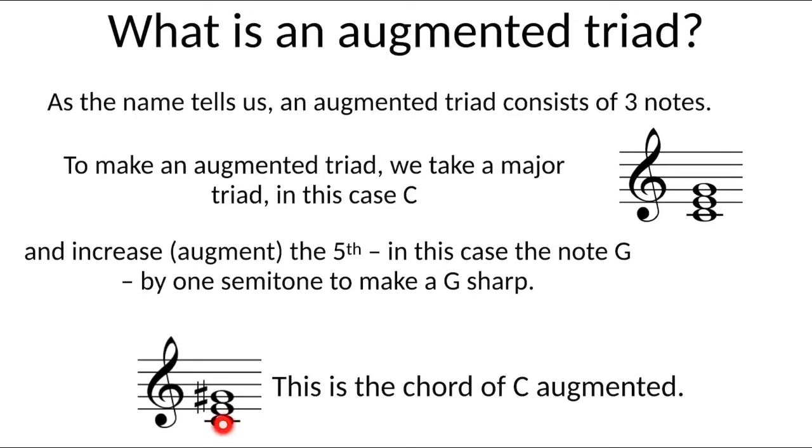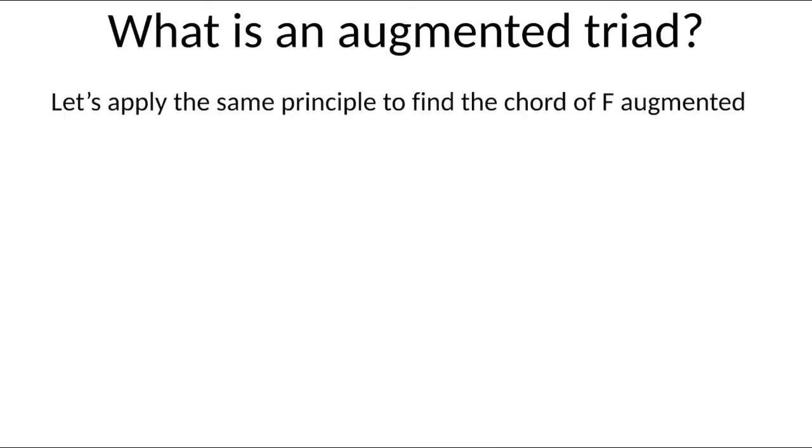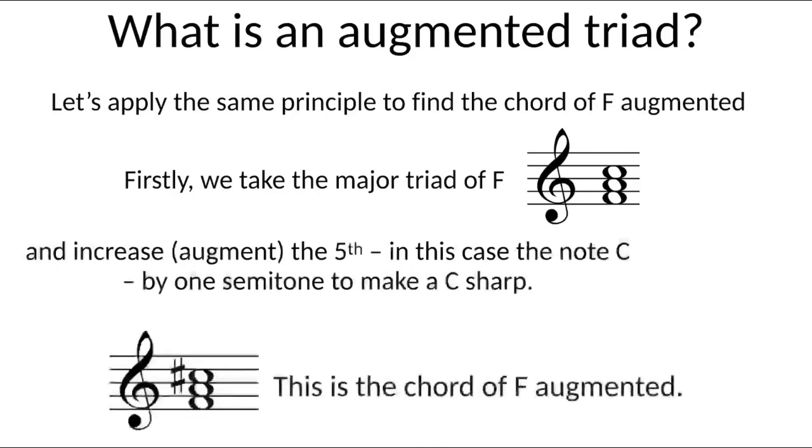So we've augmented the interval between the root and the top note. Again, if we apply the same principle to find the chord of F augmented, there's the major triad of F. We're going to increase that top note by a semitone. We're going to augment it to give us a C sharp, and that's the chord of F augmented.